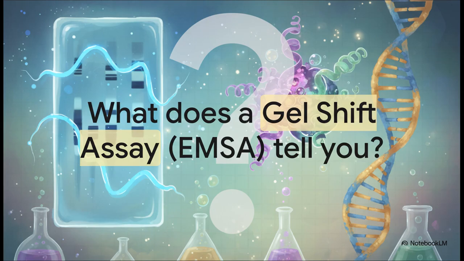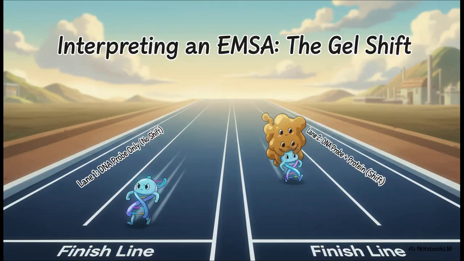I mean, the name pretty much tells you what it does. You're looking for a shift in a gel. So what question is this really answering when we think about replication? Okay, the whole point of an EMSA is to see if a protein binds directly to a specific piece of DNA. Let's say you want to know if helicase binds to the origin of replication. You just mix them together in a test tube.